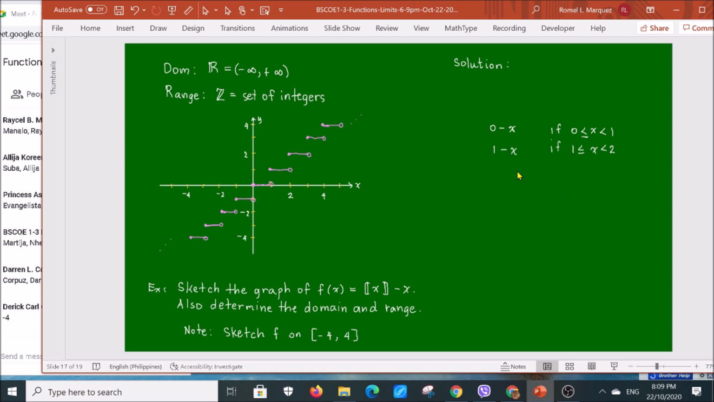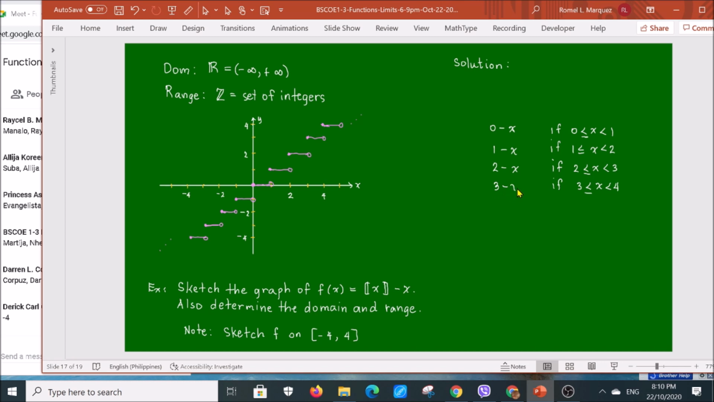So, we now have, if x is between 2 and less than 3, this greatest integer is always 2. So, that is fixed. Then, minus x. Now, if x is close to 3, to less than 4, including this, so we have what?